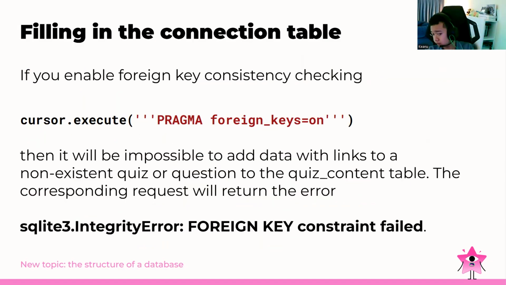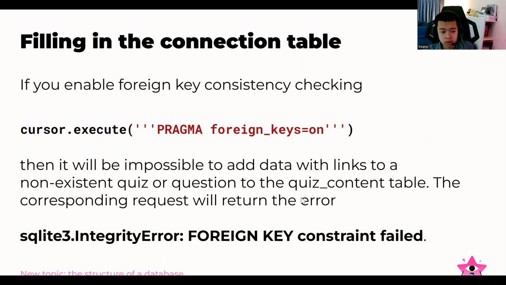Okay, if you enable foreign key consistency checking, as you can see, we go for cursor.execute, pragma foreign keys on, then it will be impossible to add data with links to a non-existing quiz or question to the quiz content table. And the corresponding request will also return an error. So basically for this example, we have the sqlite3 IntegrityError. It will make sure that the foreign key constraint failed. So basically when we have the incorrect answer for this one.